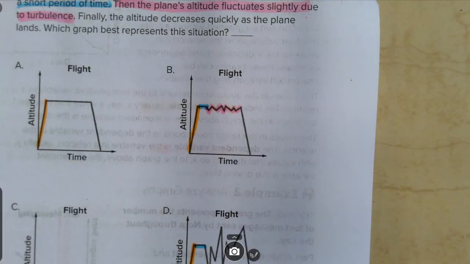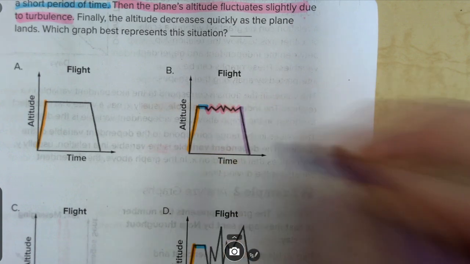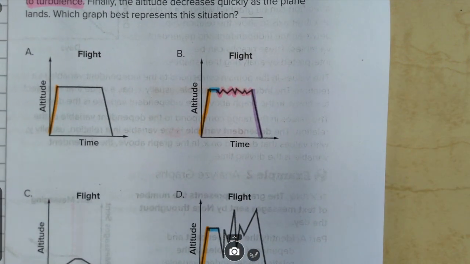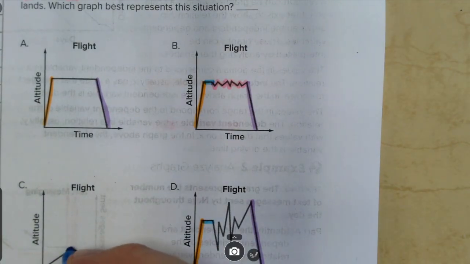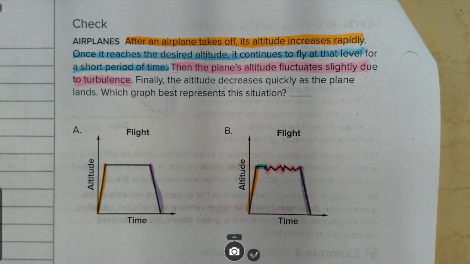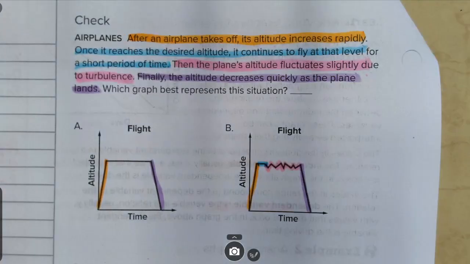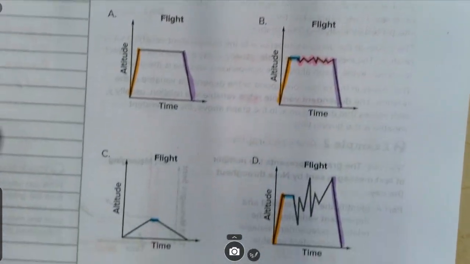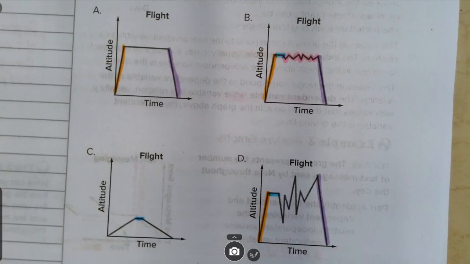We've pretty much only got one option left. Finally, the altitude decreases quickly as the plane lands. So B is the only one that matches. Now I will say that matches and that matches. And for the level of a short period of time, that matches. So if we take a look, we have a couple colors of information. And from those colors, we can match them to the graph. And the only graph that has all the colors on it is B.